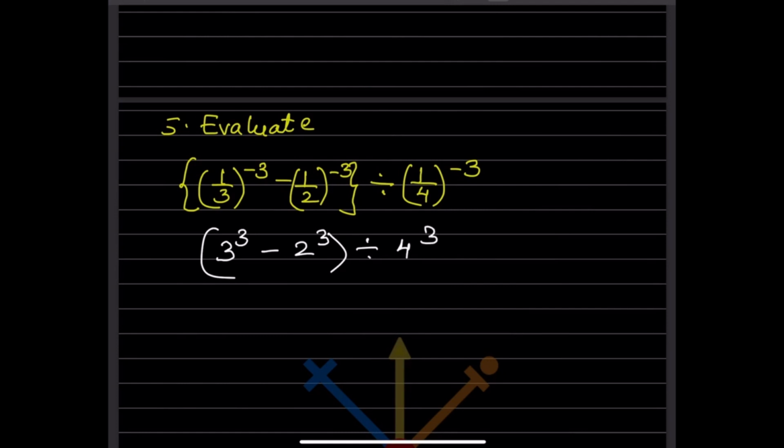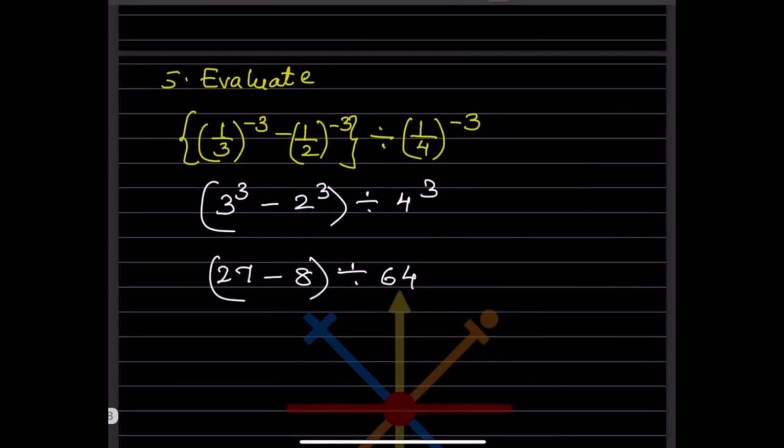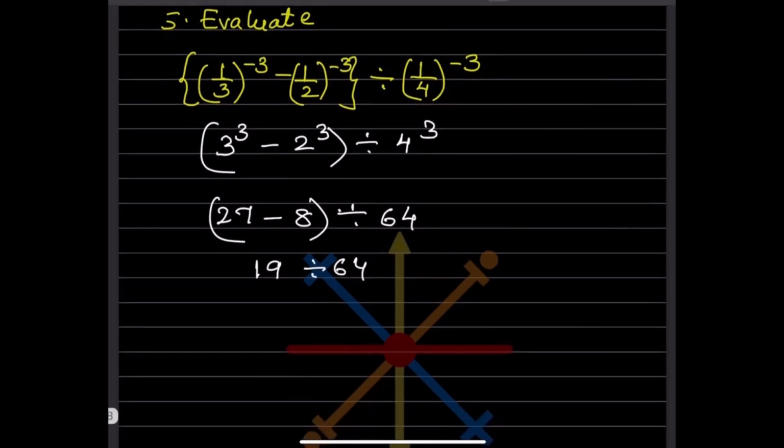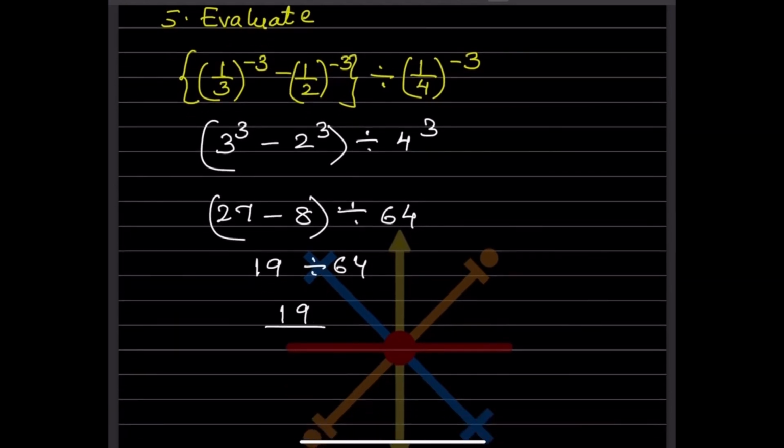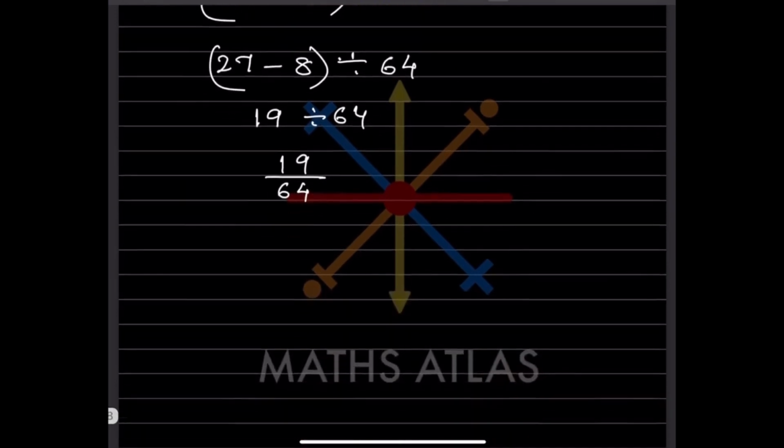So now you know 3 raised to 3 means you are going to multiply 3 three times. 3 3s are 9, 9 3s are 27. And 2 multiplied 3 times is going to be 8, and this will be in a bracket. This is going to be divided by 4 multiplied 3 times, that is going to be 4 4s are 16, 16 4s are 64. So 27 minus 8 is going to be 19, and this is going to be divided by 64. So you can also write this as 19 divided by 64. So this is the answer.